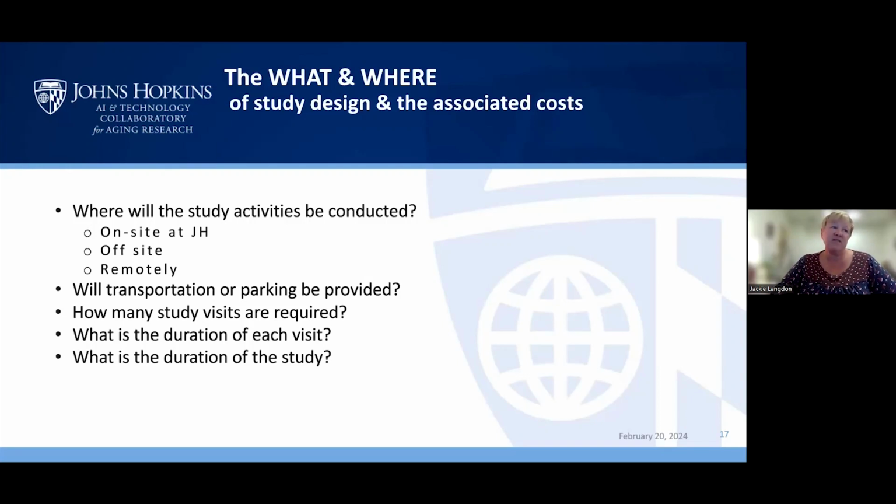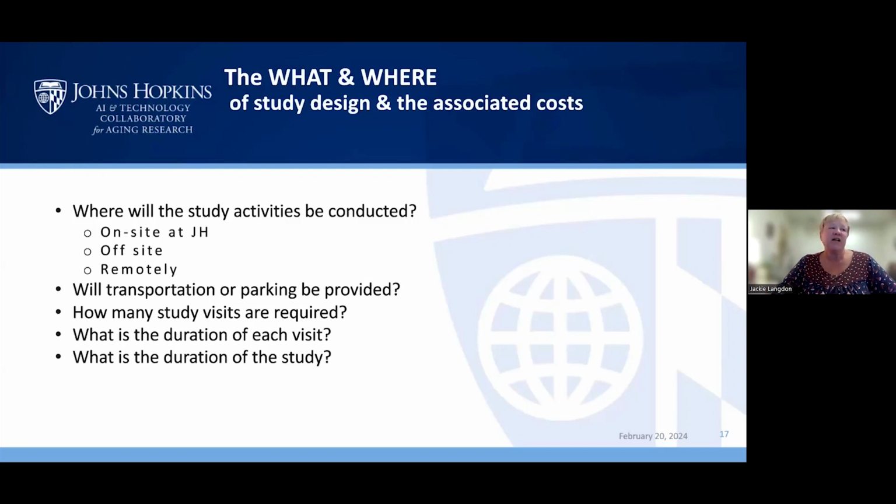How many study visits are required? What's the duration of each visit? Both of these considerations go into what kind of compensation we might give to the individuals for participating. The IRB reviews that as well. They don't want it to be coercive. They want it to be appropriate. And you need to include that in your budget.